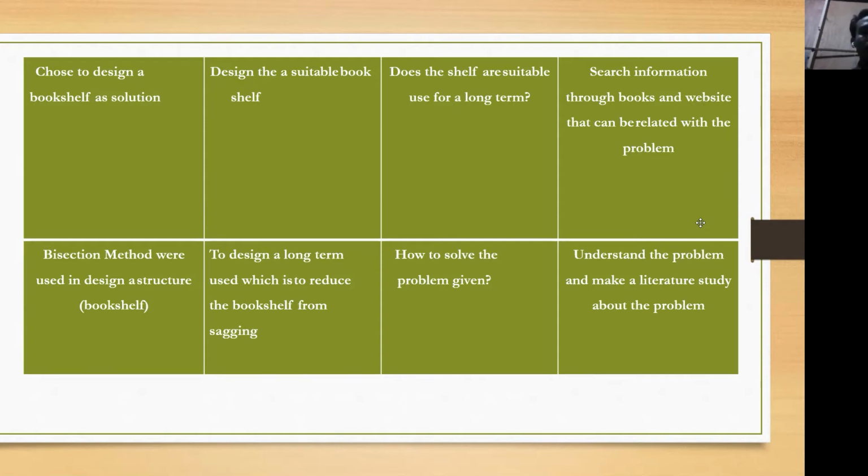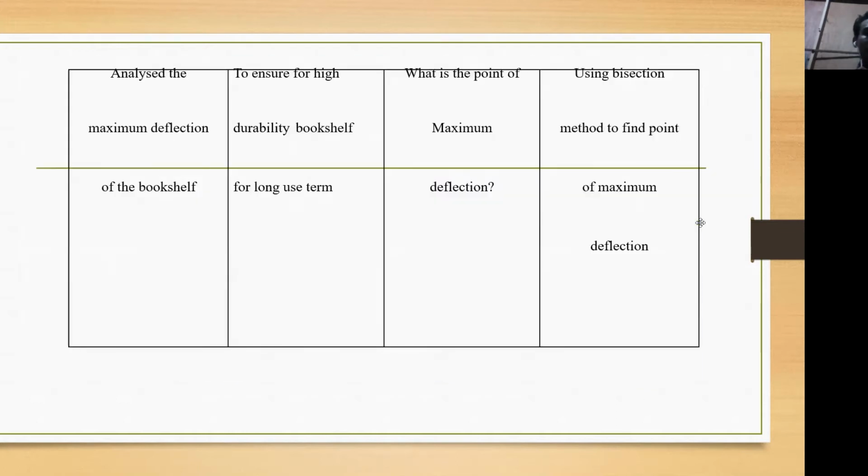So for the fifth, the bisection method is used in designing a structure. For the idea is to design for long-term use, which is to reduce the bookshelf from sagging. For the learning issue is how to solve the problem given. And the action is to understand the problem and make a literature study about the problem.